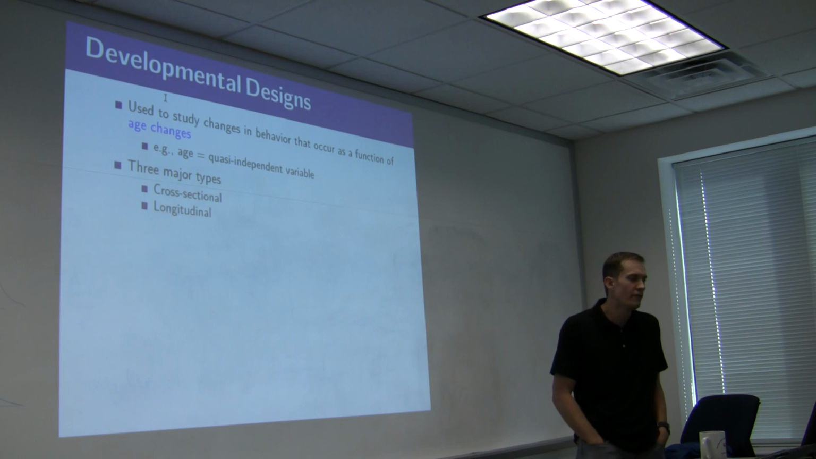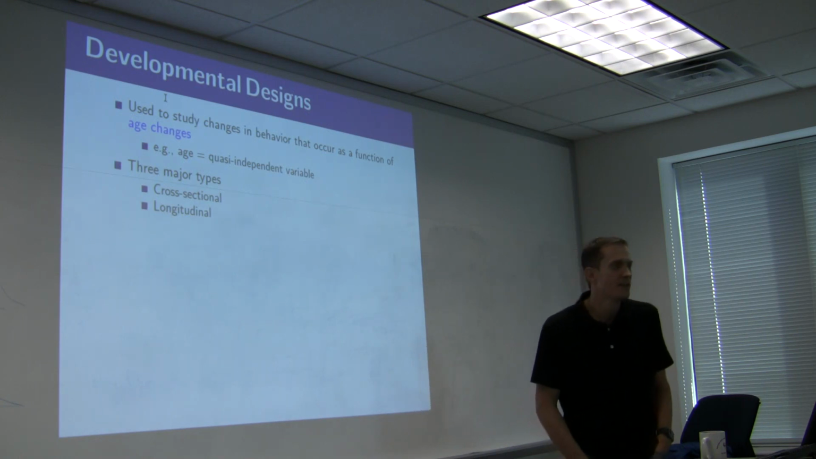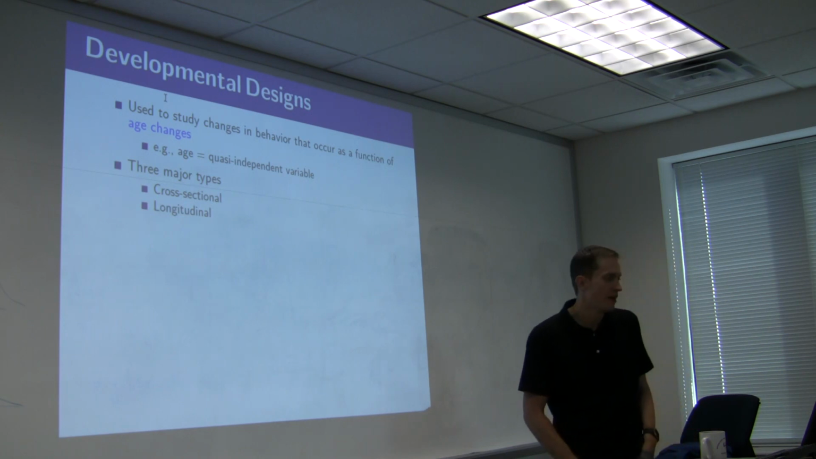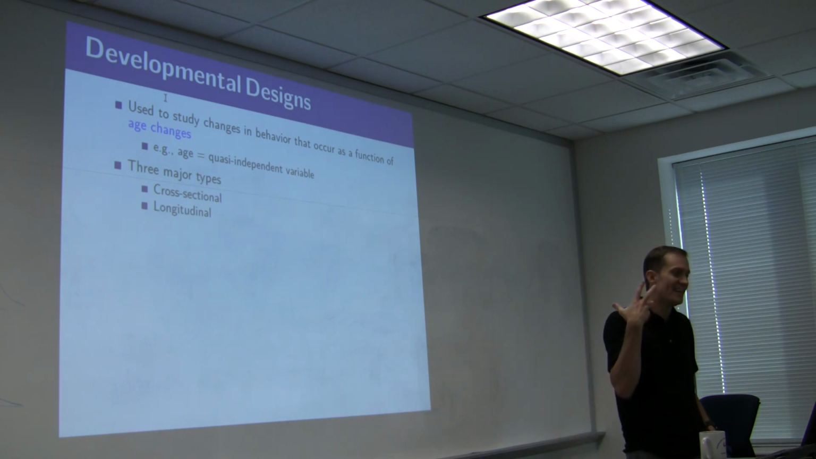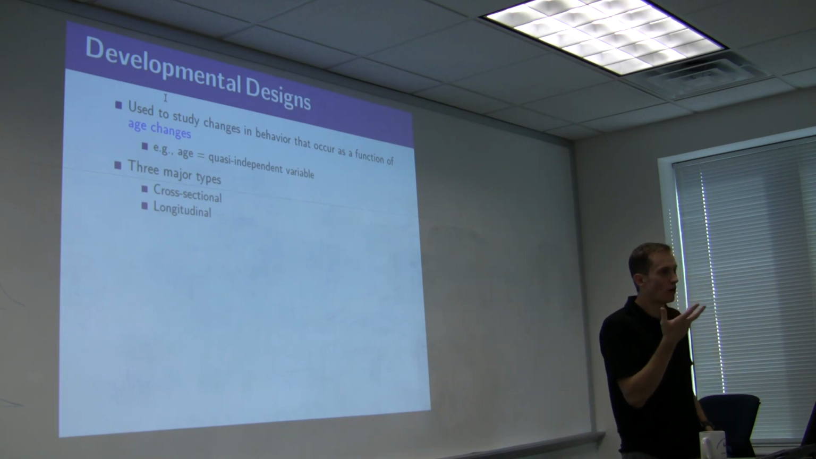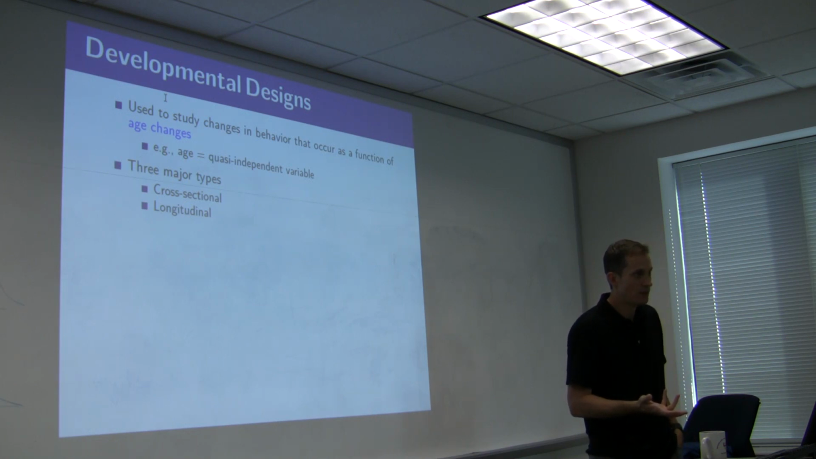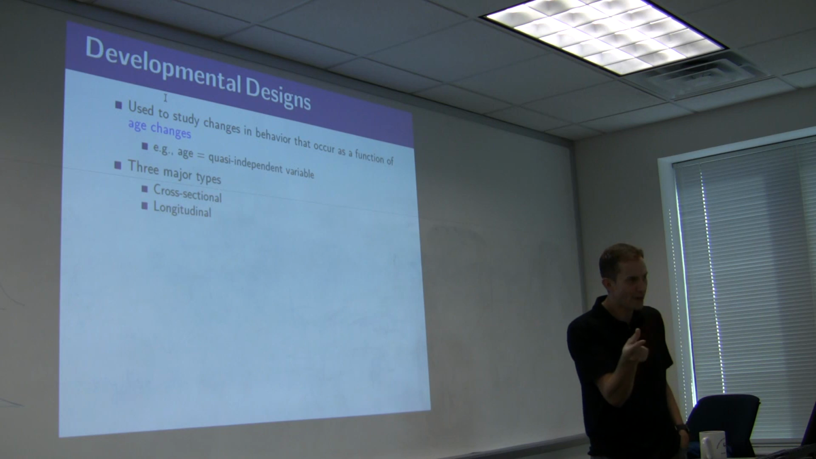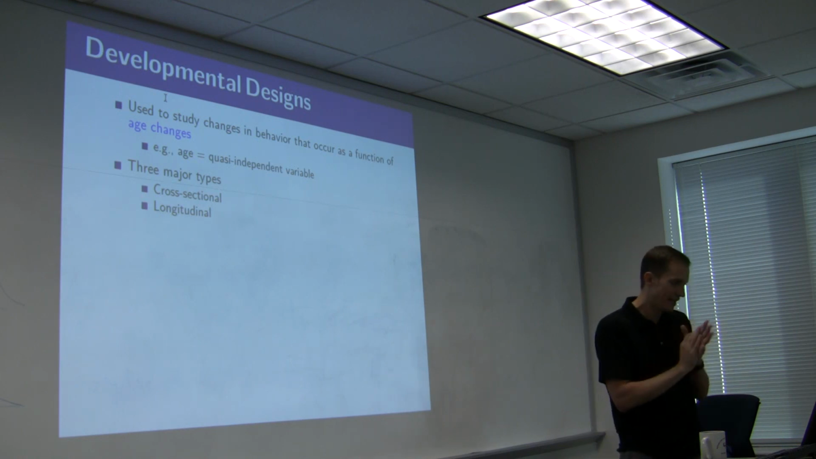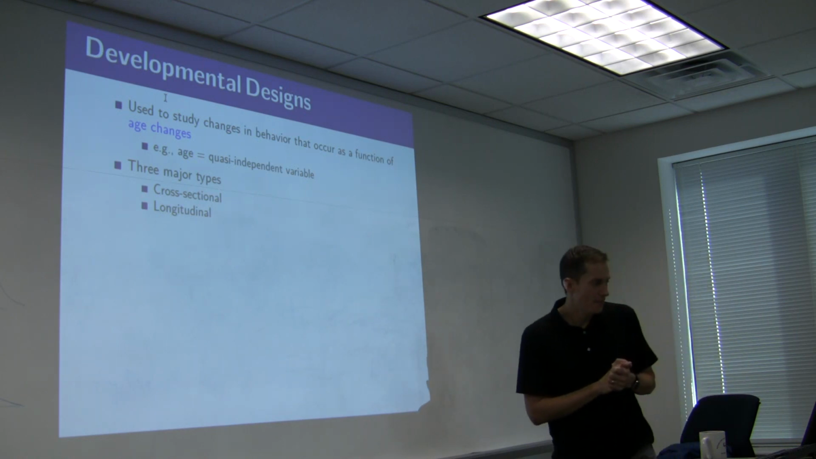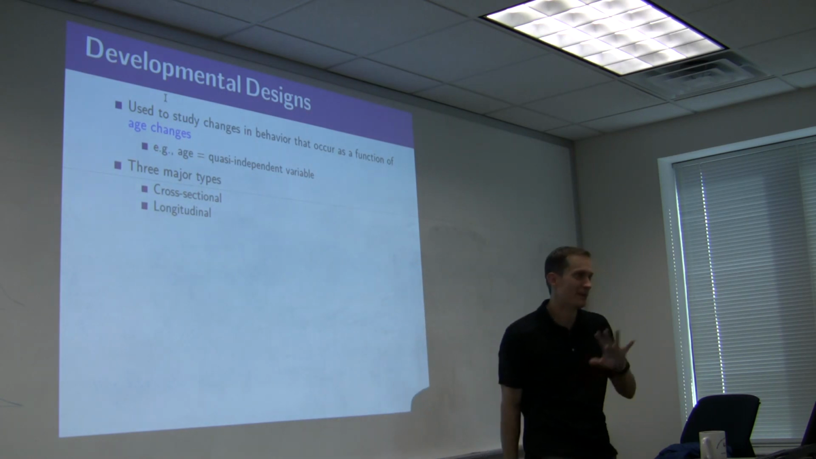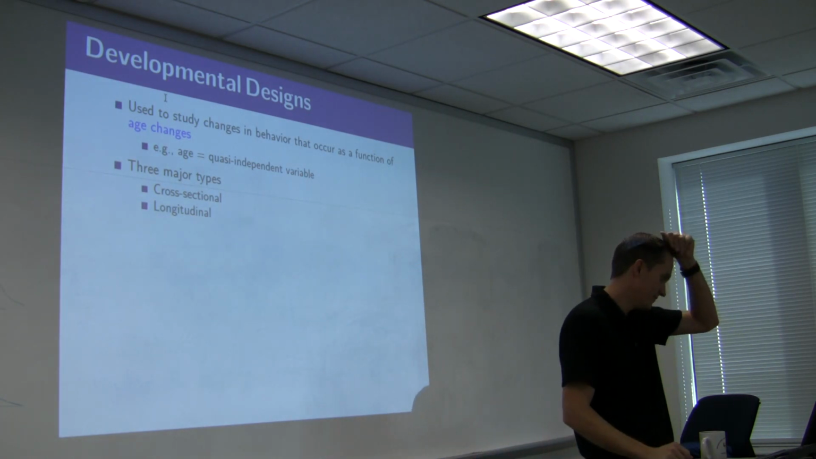Why did I say you don't want to do developmental designs? Well, because these are the ones that require a lot of time, usually. Okay, so the idea with a developmental design is that age is your independent variable. Technically, it's a quasi-independent variable because you can't randomly assign people to be 3 years old or 5 years old. Okay, so it's a quasi-independent variable. I said 3 major types and I've only listed 2. That's because I cut off one of them. I just didn't want to talk about it anyway.